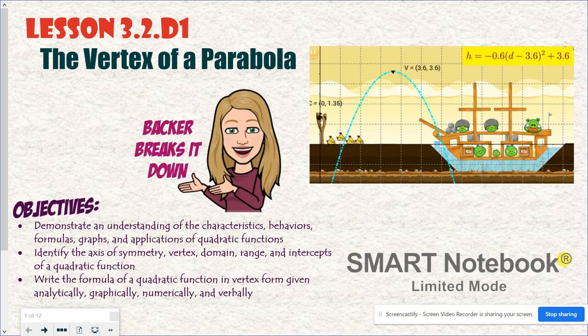Today's episode is the vertex of a parabola. So we're going to talk about what the vertex is, what's happening at the vertex, how can we find it. We're also going to look at vertex form of a quadratic function. Vertex form, that's what the function h is written in the graphic on the right, the whole like negative 0.6 times the quantity d minus 3.6 squared plus 3.6. That's vertex form. So let's talk about it, okay?